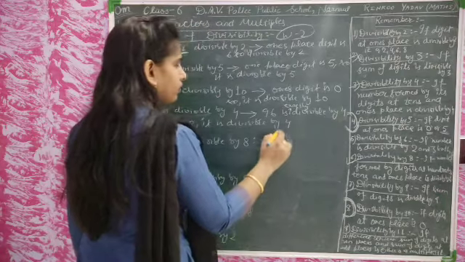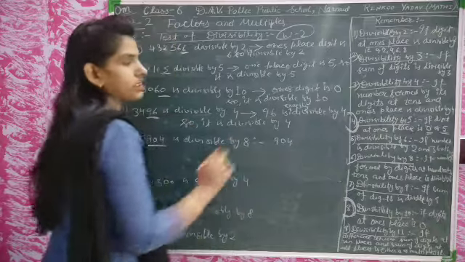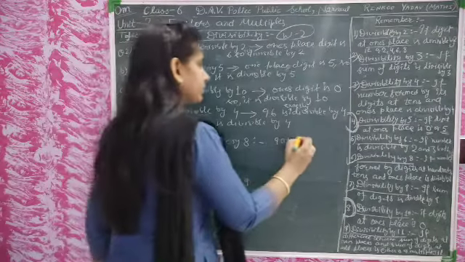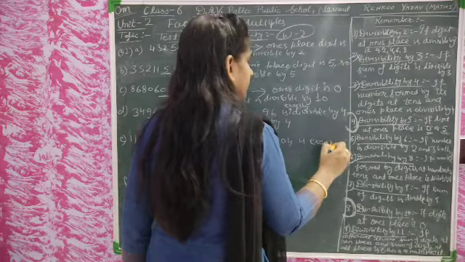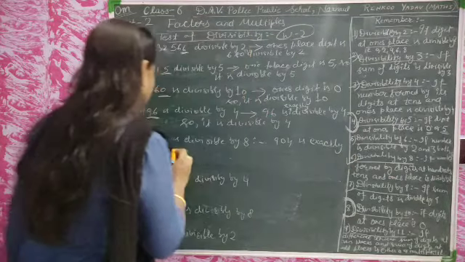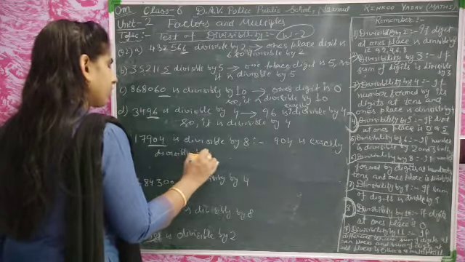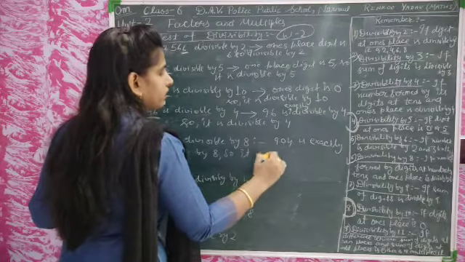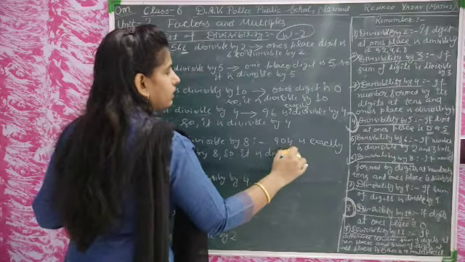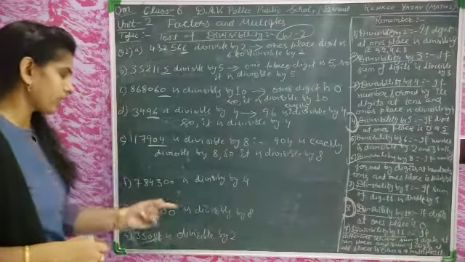Now 8. Check 904. 8 1 is 8. 8 2 is 16. 8 3 is 24. Remainder is 0. So it is exactly divisible by 8. So it is divisible by 8.